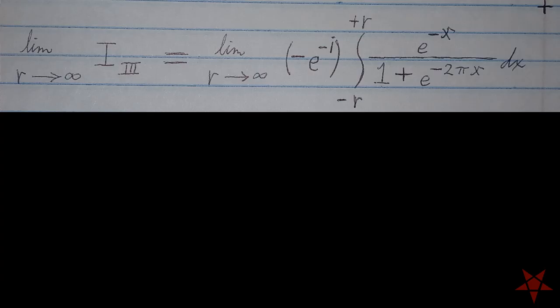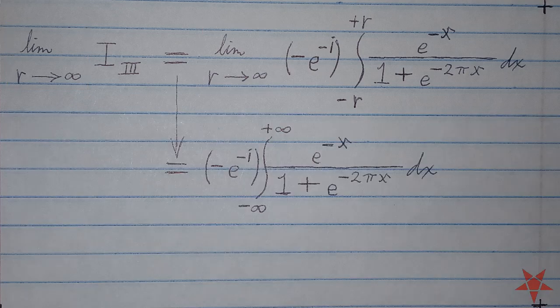As with the previous two path integrals, we conclude by taking the limit as little r approaches infinity. In the case of capital I sub Roman numeral 3, the limit as little r approaches infinity gives us negative e to the power of negative i times an integral that happens to be the one that we're looking for.